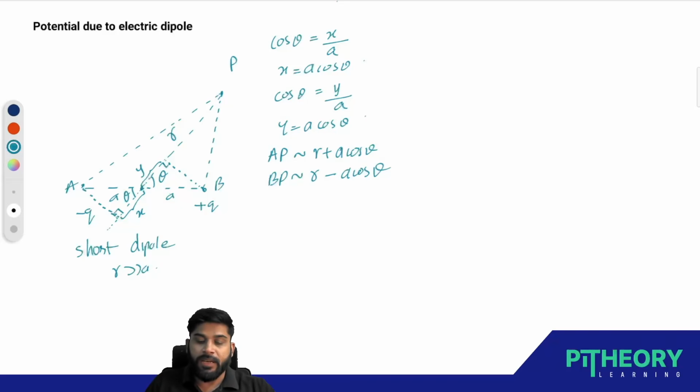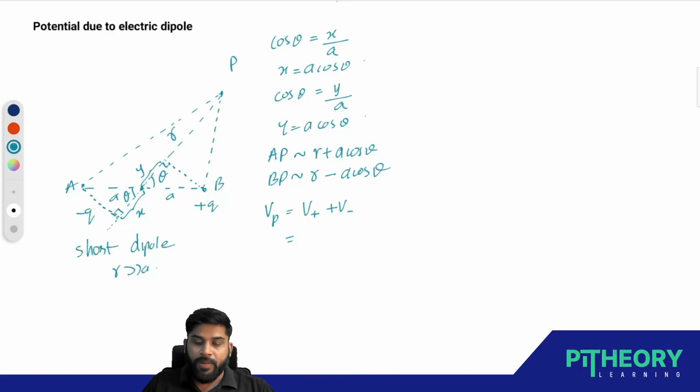So let's consider here now the net potential at the point P. Potential at the point P will be nothing but equal to the potential due to the positive charge and the potential due to the negative charge. Potential is a scalar quantity. We just have to add it as scalars, just add the magnitudes. Scalar addition is enough.